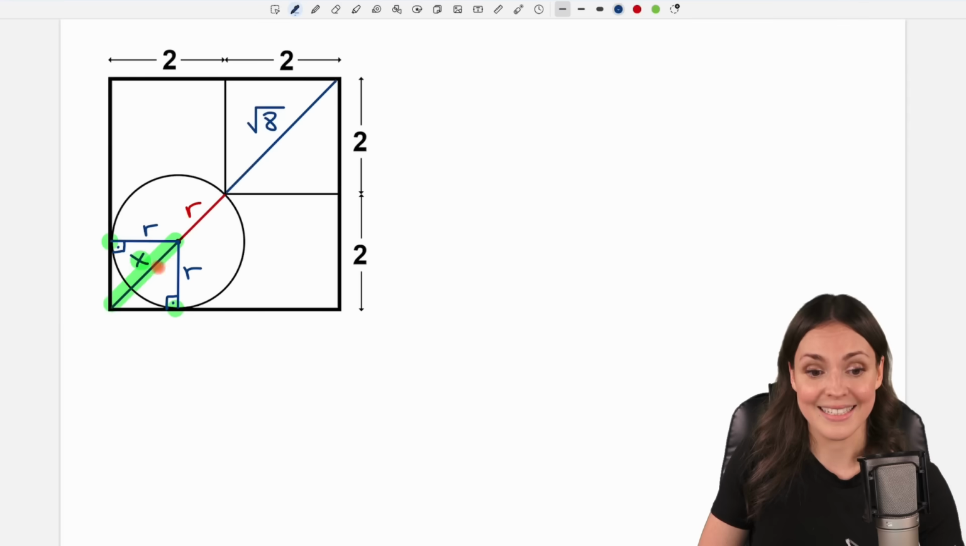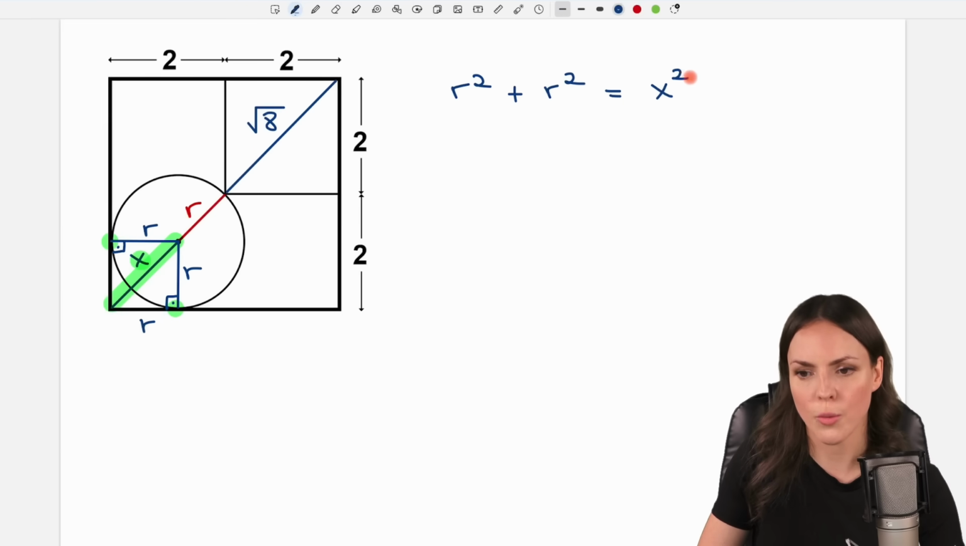So x is the diagonal through my small square here. The length of the sides of my square is r, so I can use the Pythagorean theorem again to find x. This is the hypotenuse again because it lies across the right angle. So the Pythagorean theorem says take one of the sides, the r, and square it, plus take the other side and square it, and then you get the hypotenuse squared, so x squared.